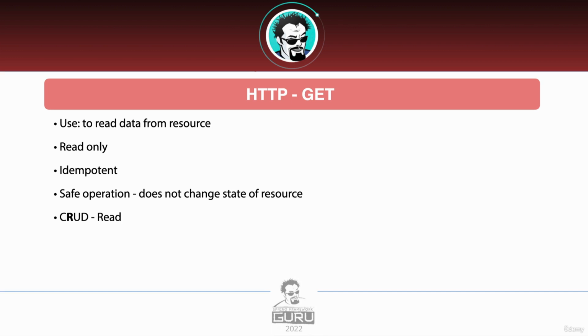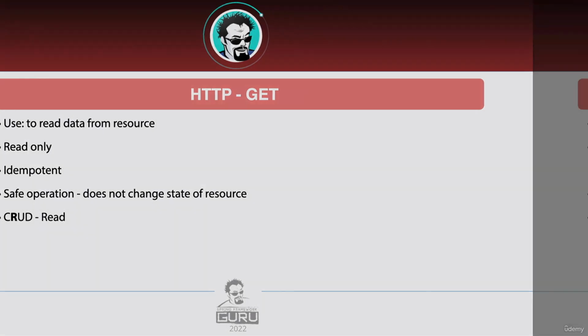Now, HTTP GET is going to be used to read data from a resource. So read only, it's idempotent, it is a safe operation, and does not change the state of a resource. And as we go through these, I like to think of CRUD operations. So this would be the read in CRUD if you're used to thinking about database operations.